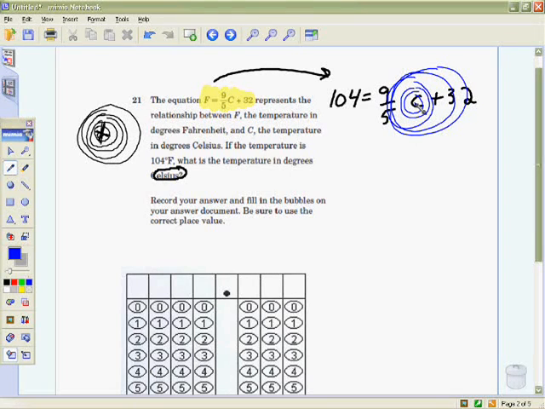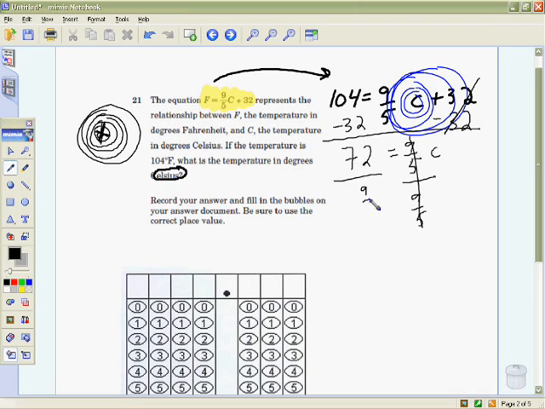So I want to work from the outside in. What's farthest away from the center? Well, 9/5 is right next to C being multiplied, so the 32 is farthest away. So I'm going to get rid of that 32 first by subtracting it from both sides. Keep going. 4 minus 2 is 2. 10 minus 3 is 7. Equals 9/5C. Now I need to divide by 9/5 because I'm at the center of my onion, see? And this goes away. I need to divide this side by 9/5.